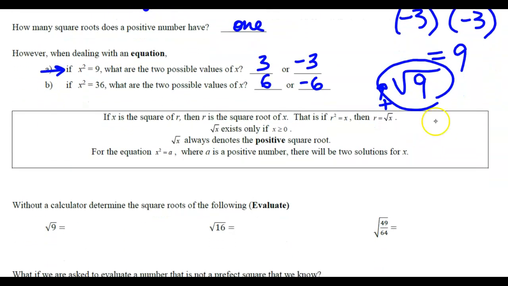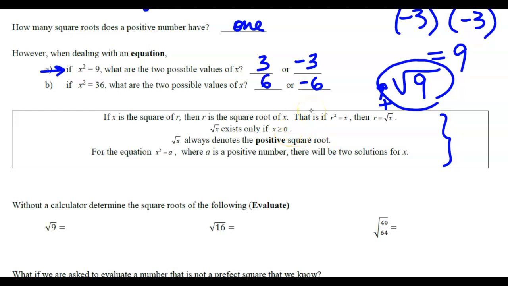Okay, so here's the summary. If x is the square of r, then r is the square root of x. It seems confusing, but let's take a look. If we have r squared equals x, then r equals the root of x. And the root of x exists only if, obviously, x is positive or 0.